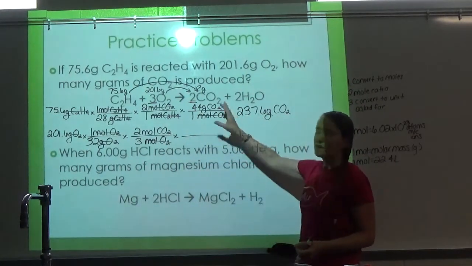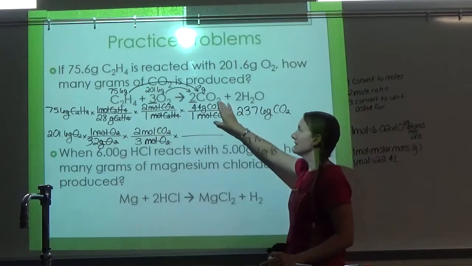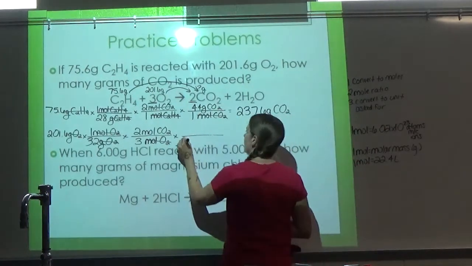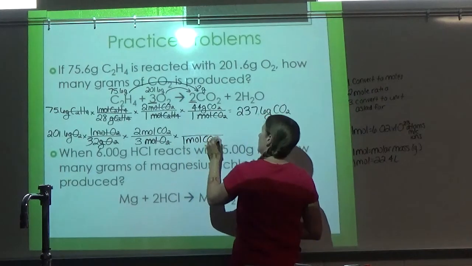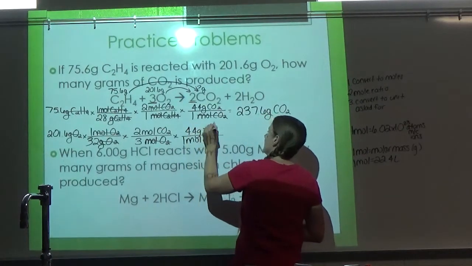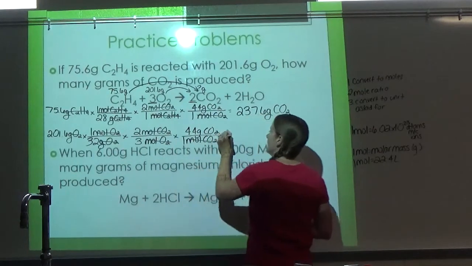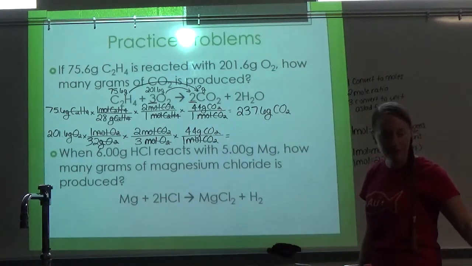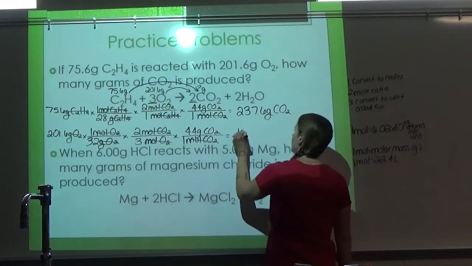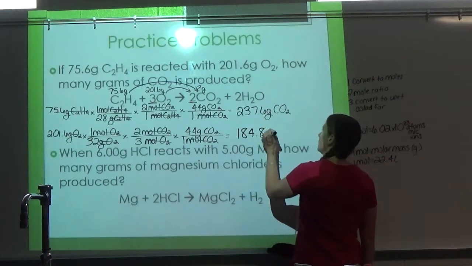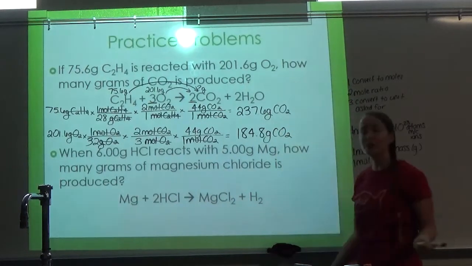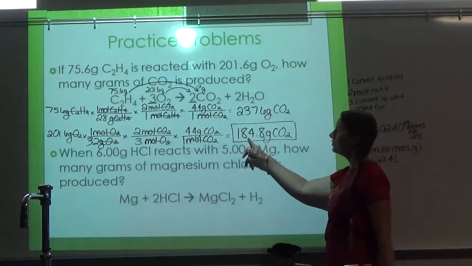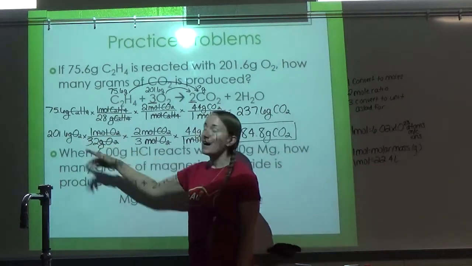Alright, last step. Remember, this is the one shortcut I can give you: last step is the same. I'm not even going to explain it, I'm just going to write it down. Then I just multiply across the top and divide across the bottom. I get 184.8 grams of CO2. So how much am I actually going to make? I'm going to make the lower amount because once I get to 184.8, I will be out of oxygen.